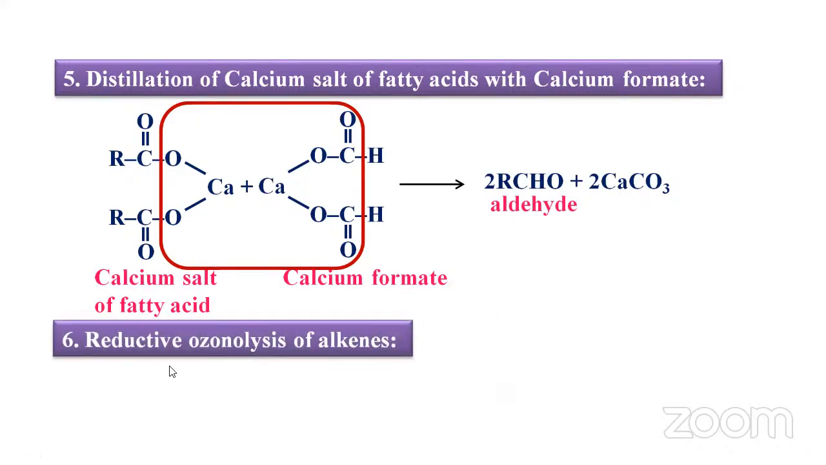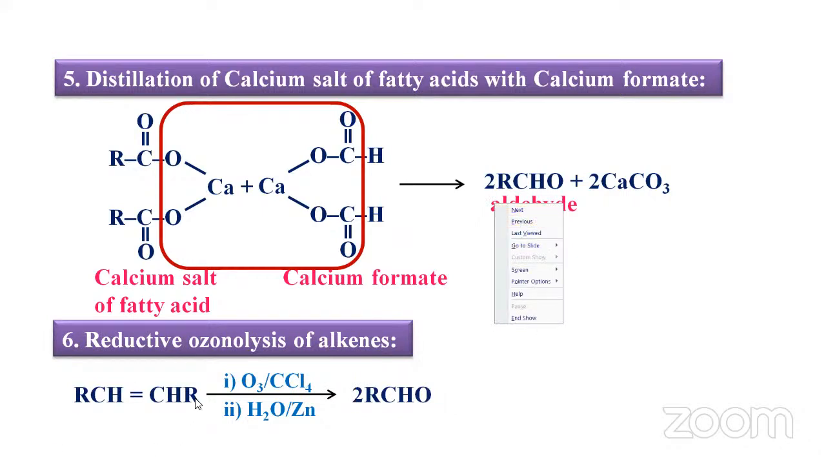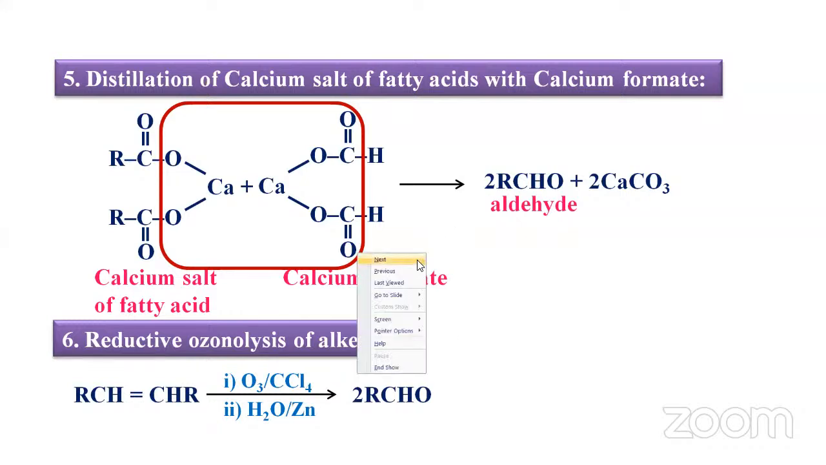Okay, so next is reductive ozonolysis of alkene. So what you are going to do here is add ozone. What is the ozone molecule? O3. Okay, the O3 molecule across your double bond. So here you can see this is an alkene, right? You are going to do ozonolysis. How do you do ozonolysis? Ozonolysis is done by adding the O3 molecule across the double bond, with ozone in the presence of CCl4, then water in the presence of zinc. Like this you can prepare your aldehyde. So these are the reactions from which you can prepare your aldehydes.